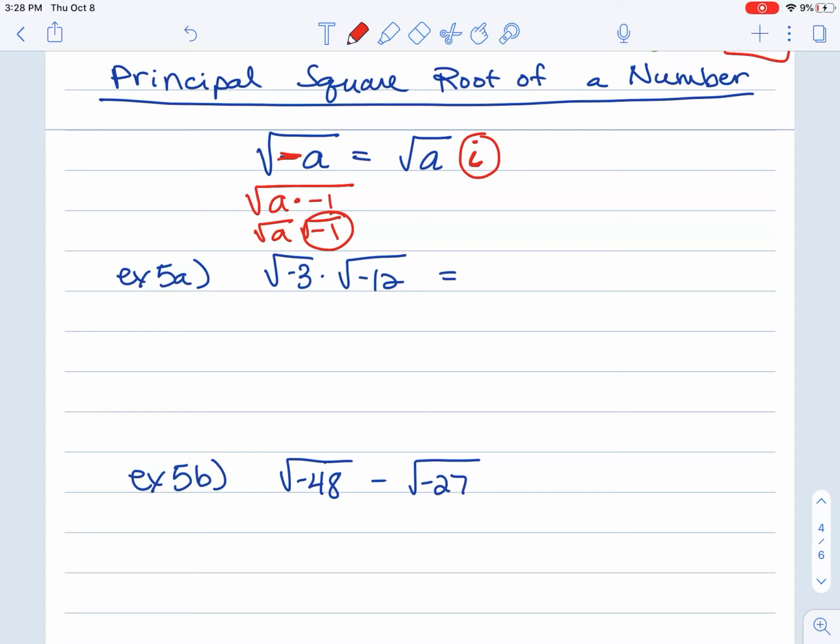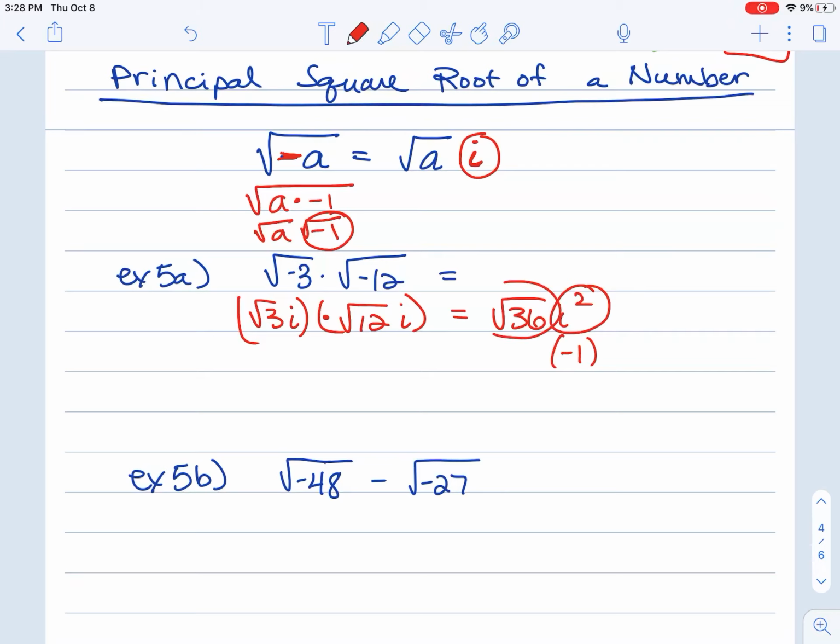So with that said, let's do some of these imaginary or almost imaginary numbers. We know the root of negative 3 times the root of negative 12. This can be written as the root of 3i times the root of 12i. Well, if I multiply these, this is going to give me the root of 36, and i times i is i squared. This becomes a negative 1, and the root of 36 is 6. So 6 times negative 1 is just negative 6.